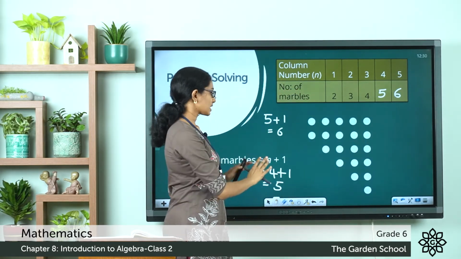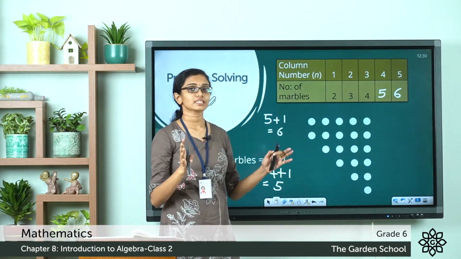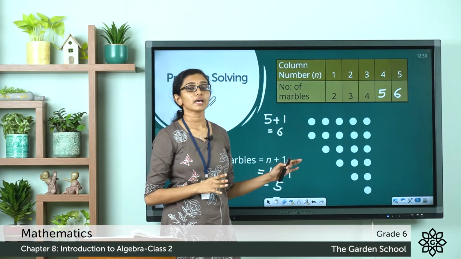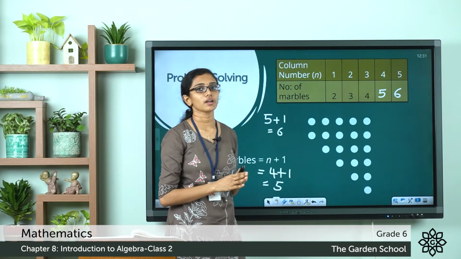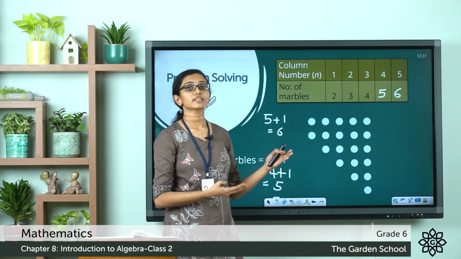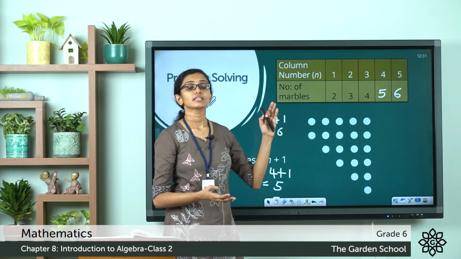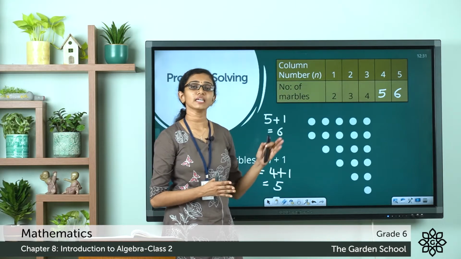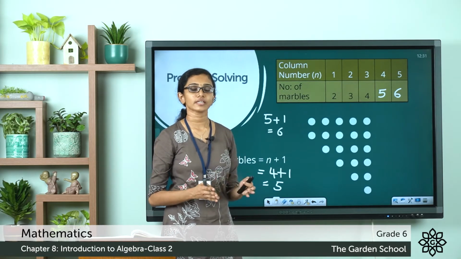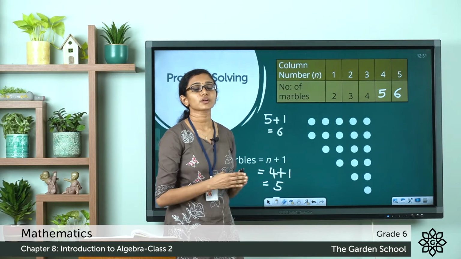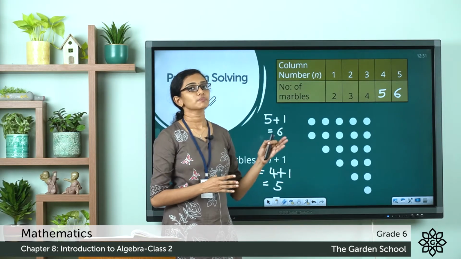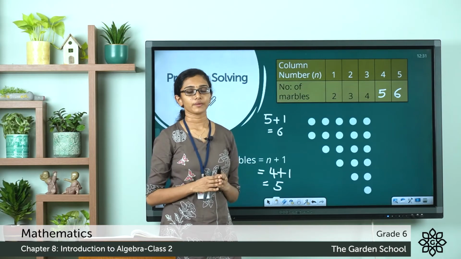So, since this algebraic expression is a generalized rule, you can apply this to find the unknown number of marbles in any column. Can you say what will be the number of marbles in the 9th column? It will be 9 plus 1 is equal to 10. What would be the number of marbles in the 100th column? It will be 100 plus 1 is equal to 101.